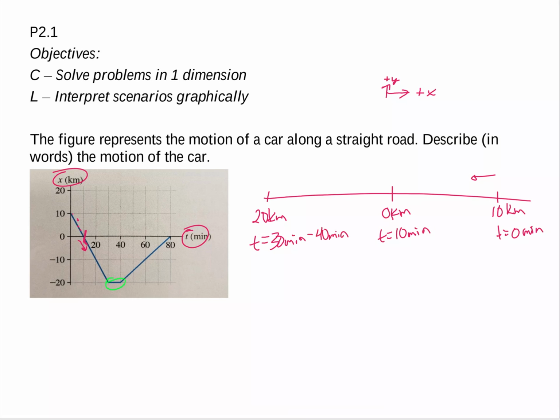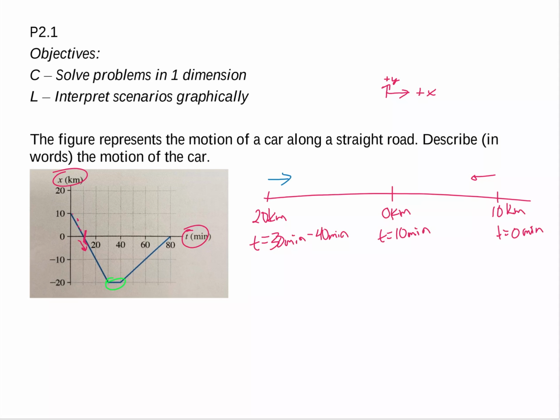Okay, now what? It goes to the right, positive. We go 20 kilometers to the right. So now we're moving this way. I'm going to change colors just so that we can see that. So now we're moving to the right.